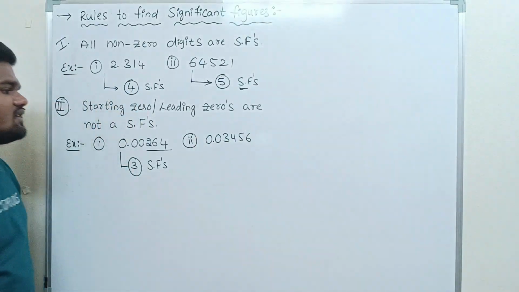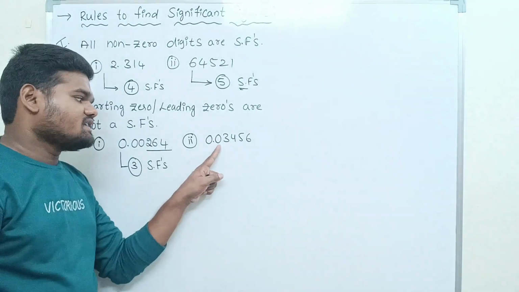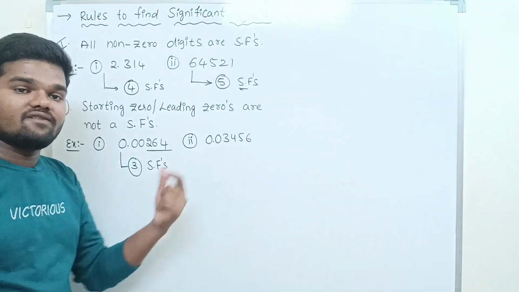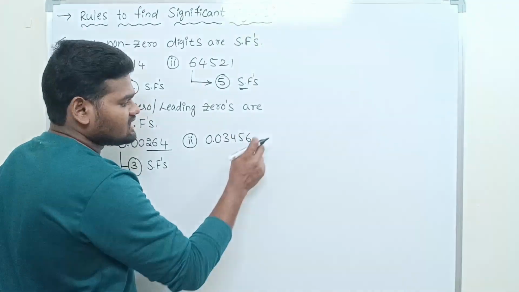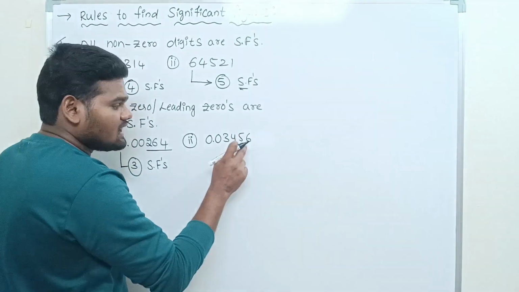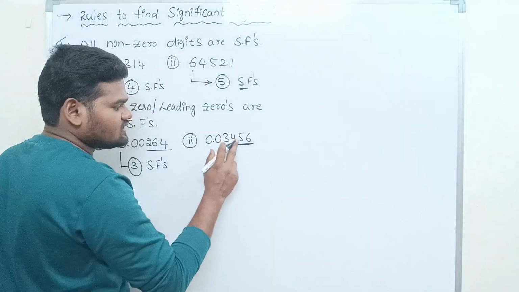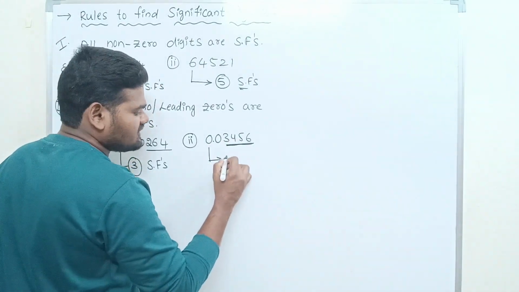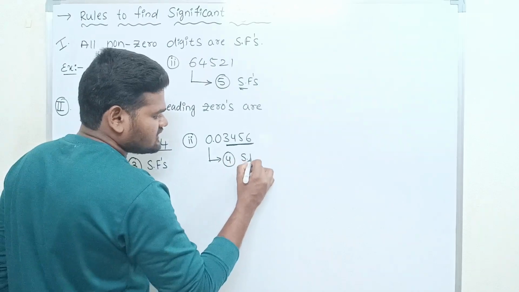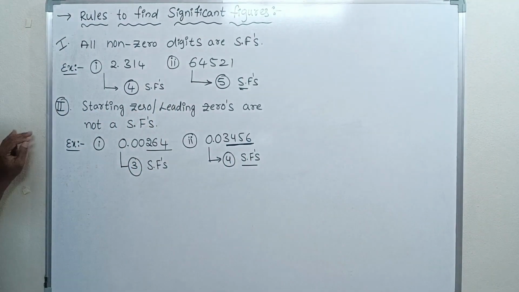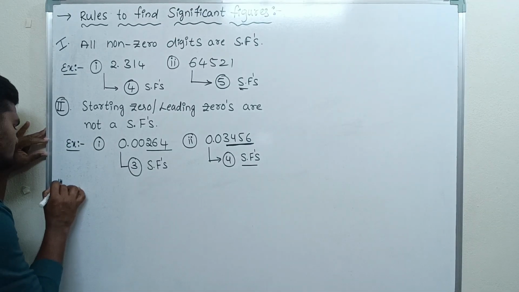Second one, 0.03456. Okay, so the starting zeros, 0.0, these two are what? Starting zeros. Starting zeros are never significant figures. So these are the non-zero digits, and non-zero digits are significant figures. How many non-zero digits are there? 1, 2, 3, 4. So how many significant figures? 4 significant figures. Are you getting it? Right.